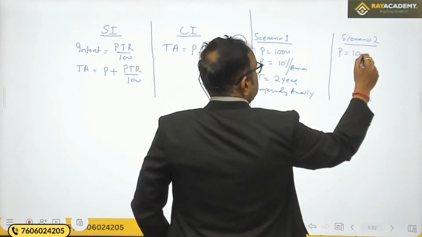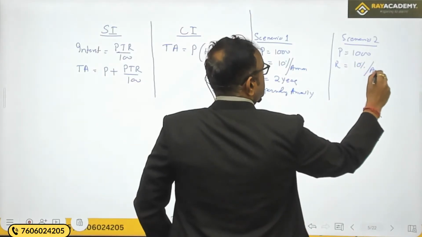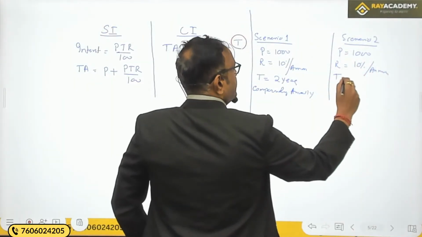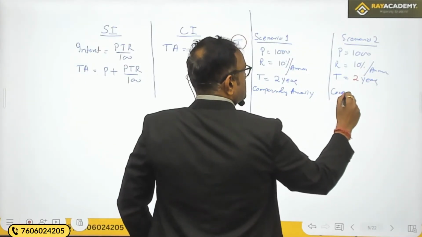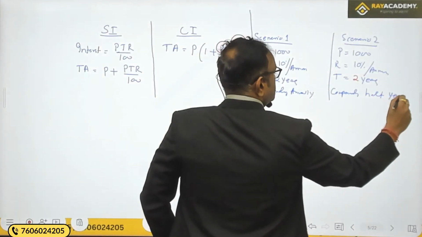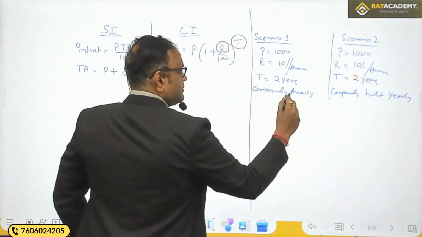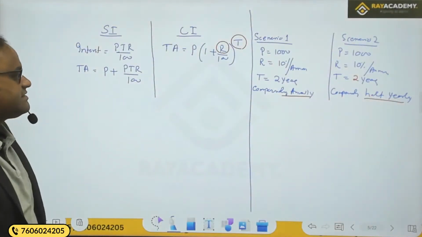Scenario 2: Principal is 1000. Rate of interest is 10% per annum. Time period is 2 years, same thing. Compounding half yearly. First compounding annually, this is compounding half yearly. So this is the difference.